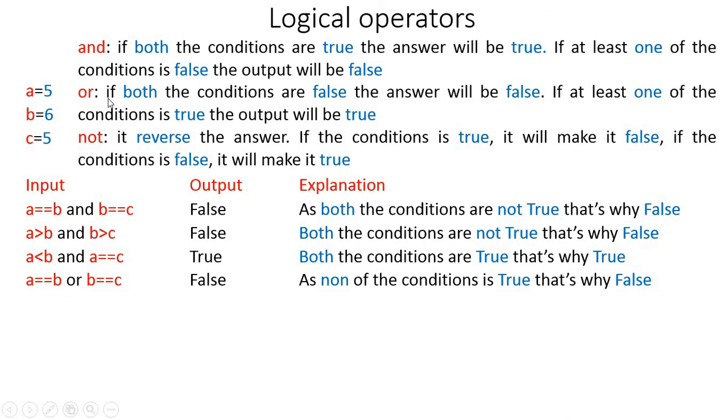Now let's come towards OR logical operator. Here the output is false. It means both of the conditions are false. A equals B, it's false. B equals C is false. So both of the conditions are false. If both of the conditions are false, the answer will be false.